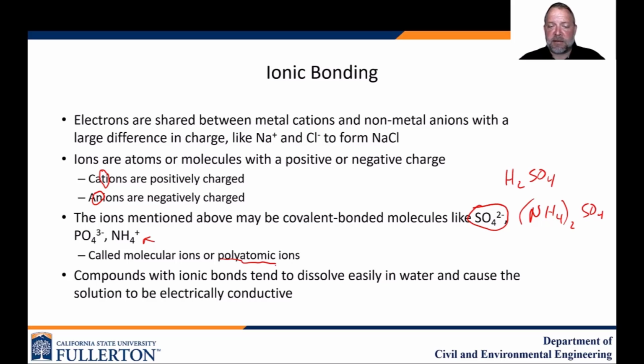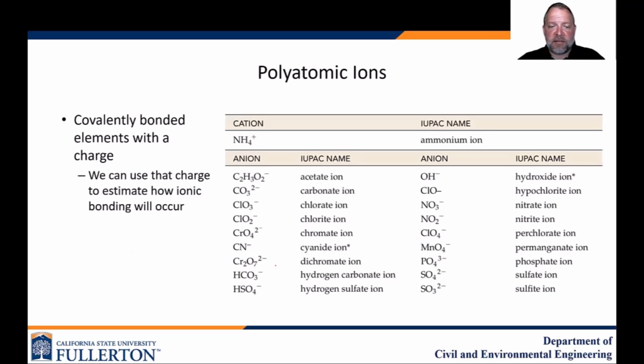Compounds that have ionic bonds tend to dissolve easily in water, and they also tend to make the water electrically conductive. And that has to do with the polarity of water. Water itself is polar. Ionic compounds generally are kind of polar too. We'll talk about that in a second. Here's an example of some of your polyatomic ions, or molecular ions, if you want to call it that. It's a covalently bonded element with a charge. So we can use that to estimate how ionic bonding will occur.